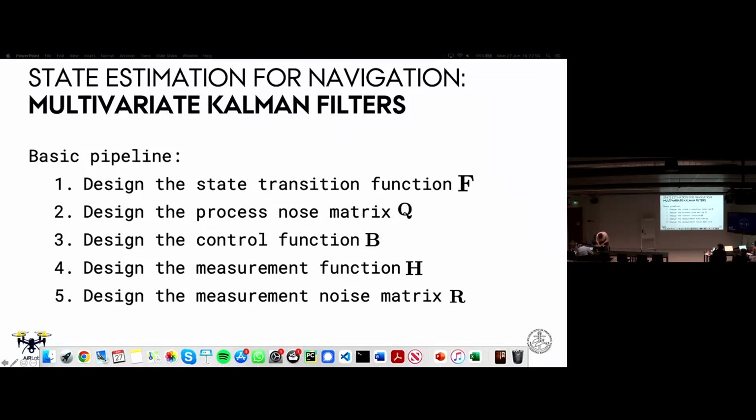Any more? Very basically, the pipeline of designing a Kalman filter is fairly simple. You would define the state space and the state transition function f. You would then design a process noise matrix, and then you would design a control function, a measurement function, and a measurement noise matrix.